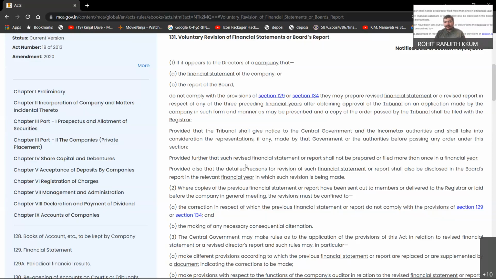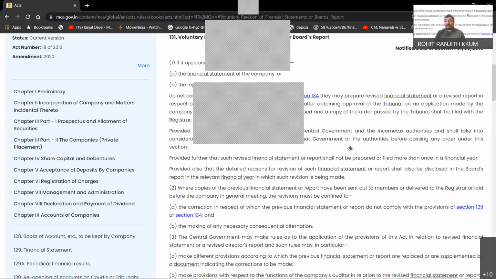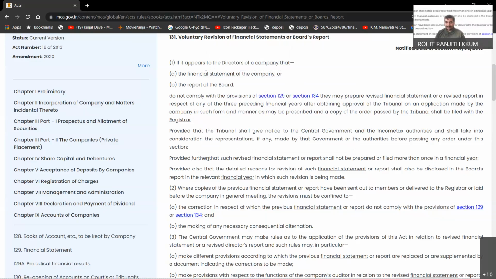Provided further that such revised financial statement or the report shall not be prepared or filed more than once in a financial year. So again, guys, I want to tell you, only one time it would be allowed. Once the revision is allowed, again you have a doubt and again you want to revise it. Now, is it allowed or not allowed? For the same year, now again you want to. So guys, a revision will be allowed once in a financial year. You cannot go for more than one revision in one financial year.